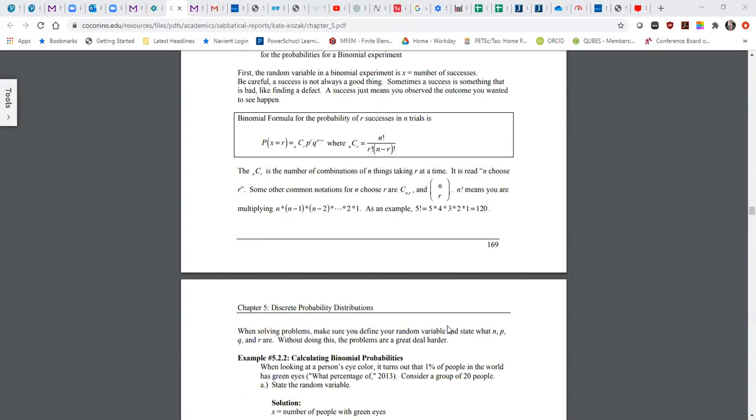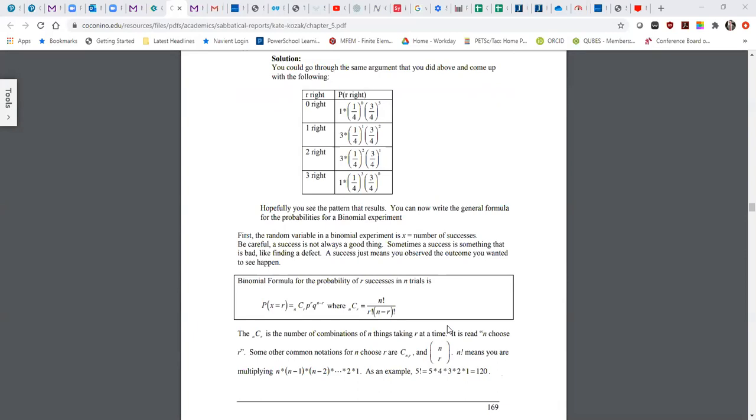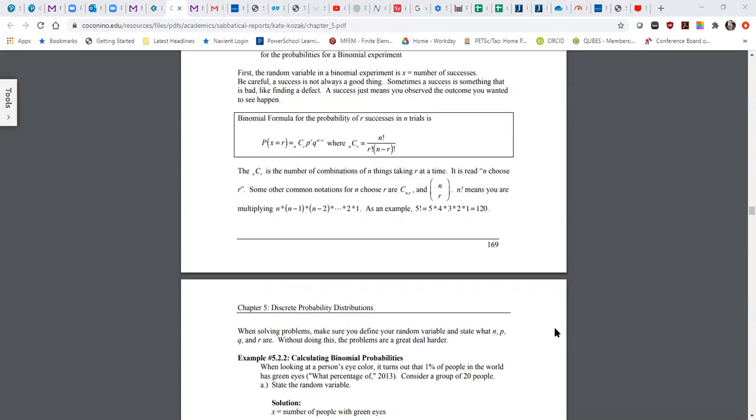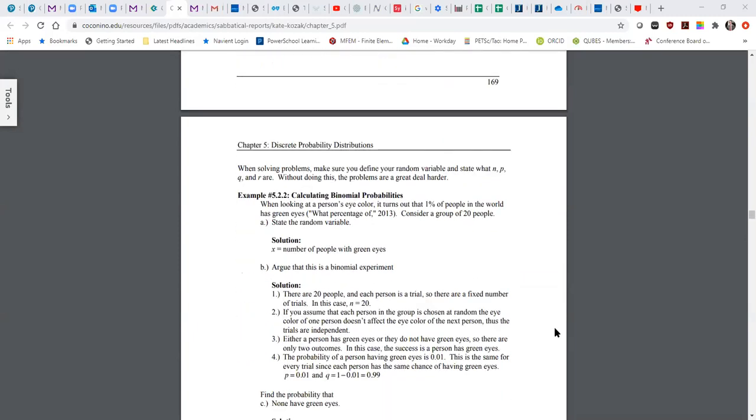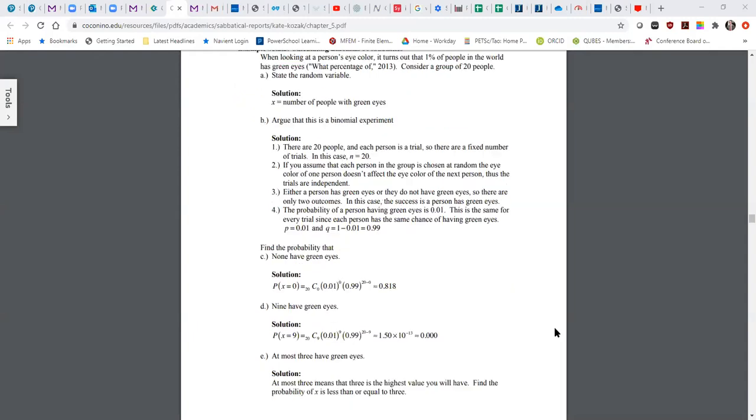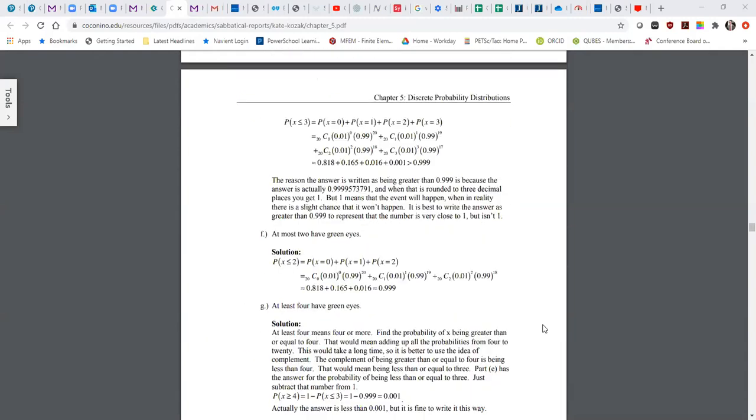What else? Yeah, so this is the formula for the binomial distribution. Okay, but in this case, we will use Excel to find the solution. Okay. Yeah, we can use Excel to find this solution. Okay.